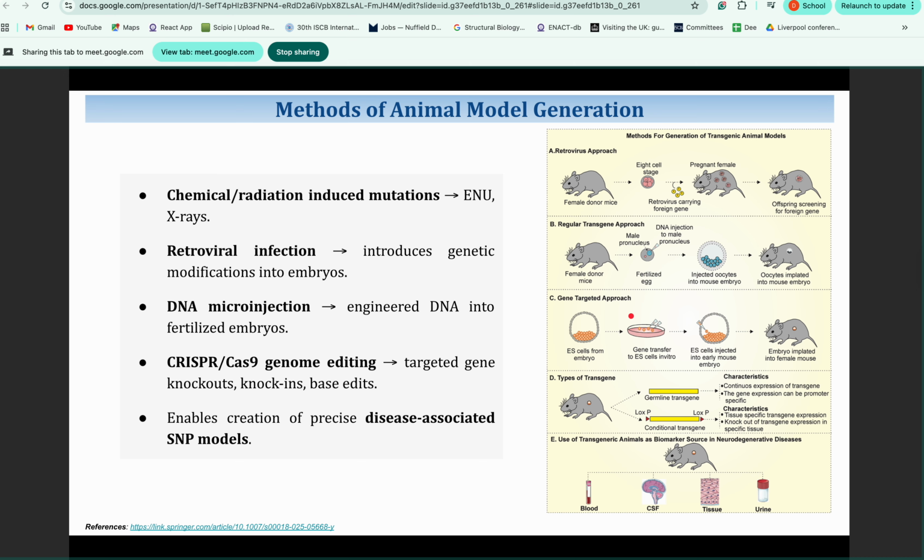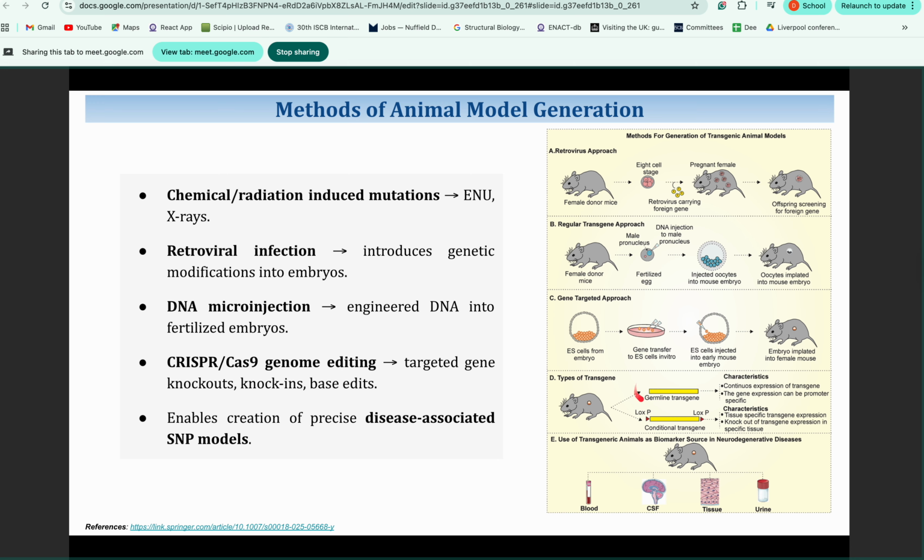Then comes gene targeted approach. So in gene targeted approach we have the embryonic stem cells from the embryo, and then gene transfer to the embryonic stem cells in vitro is done. Then these embryonic stem cells are injected into the early mouse embryo and then the embryo is implanted into the female mouse. So this is gene targeted approach in which we are transferring the gene directly into the embryonic stem cells.